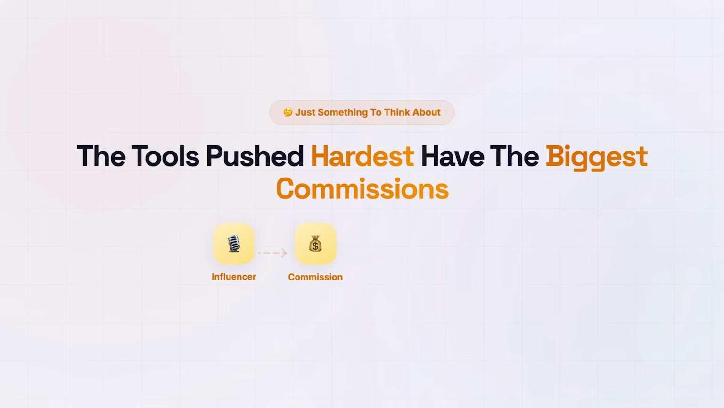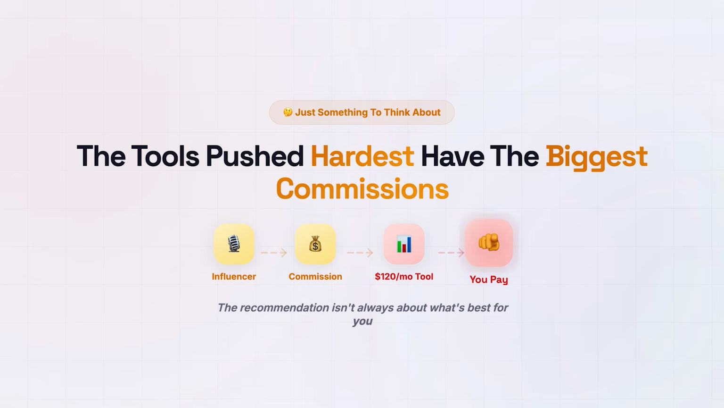And it is funny, the tools that get pushed the hardest in this space always seem to have the biggest commissions behind them. Just something to think about.